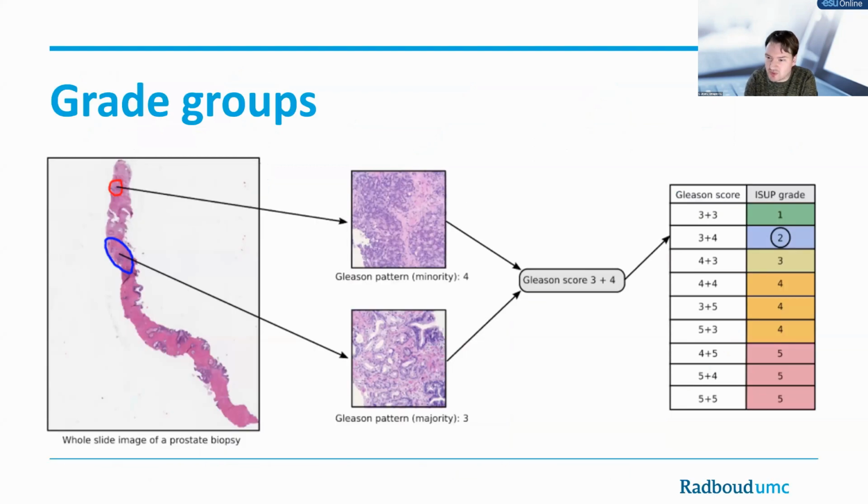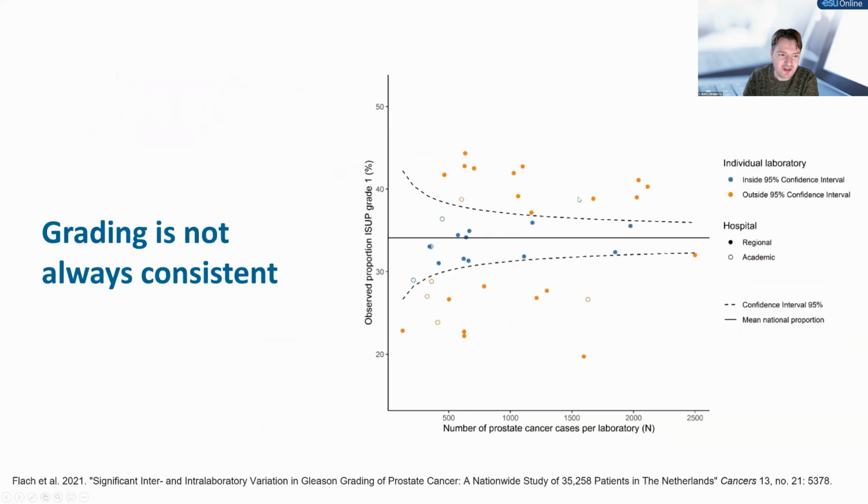And for the people who are not aware of this, a single Gleason grade turns into an ISUP grade, or, depending on whether in the US or not, a grade group. And in the end, that determines generally for a large part the patient treatment.